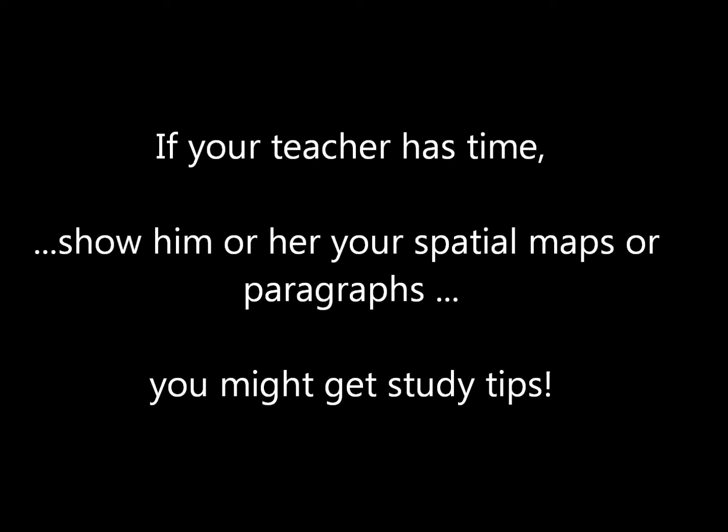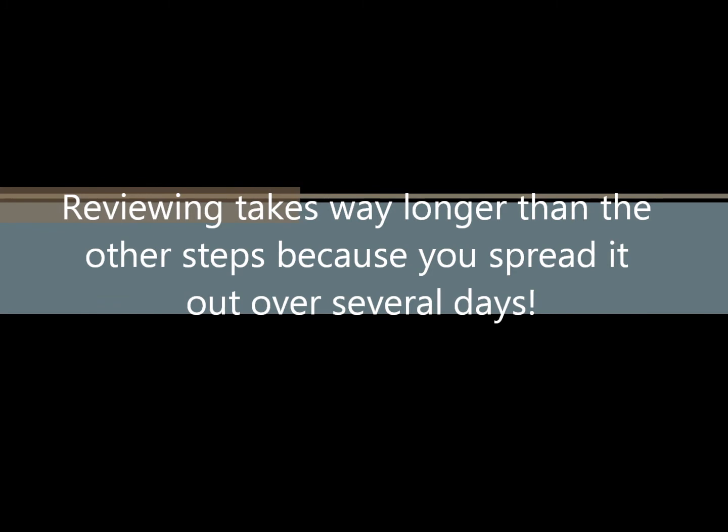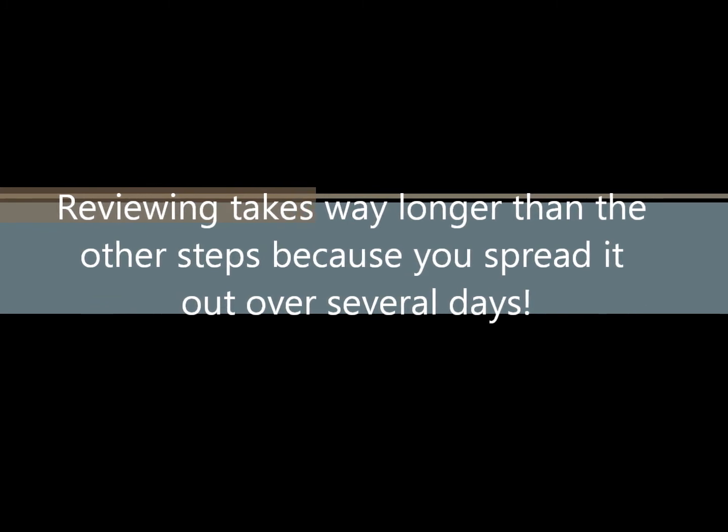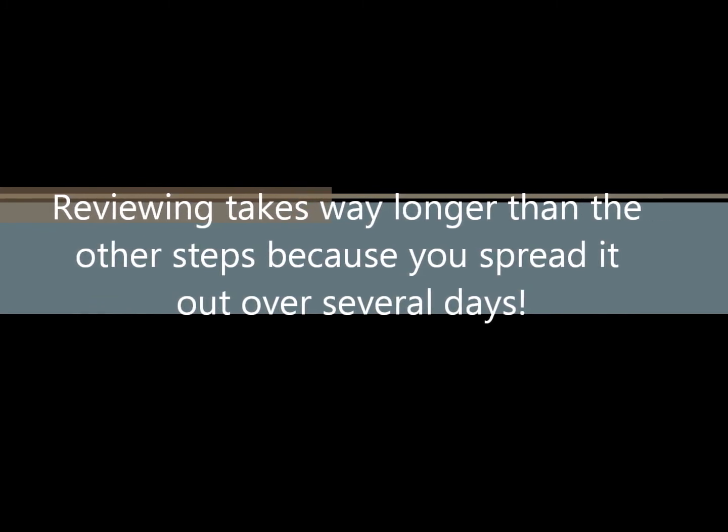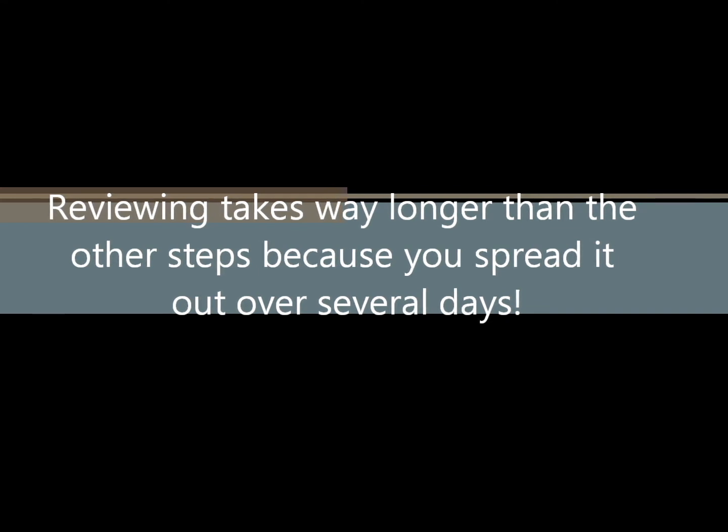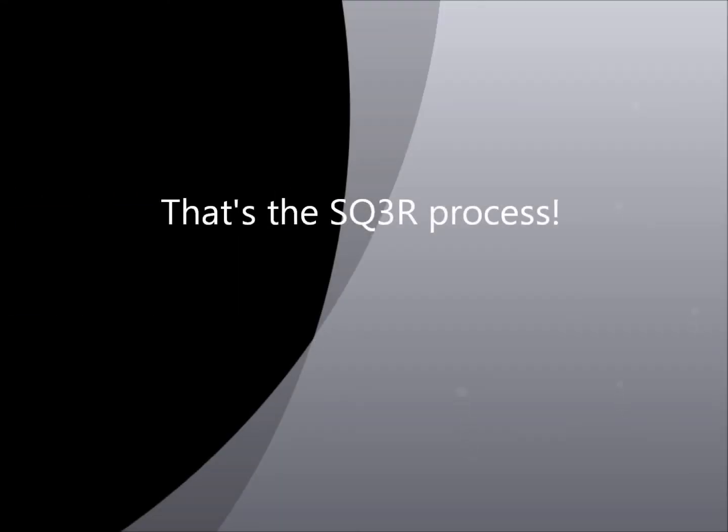So, to sum up, step 5, reviewing, will take way longer than the other steps because you spread it out over several days. That's the basic SQ3R process. It's extremely effective in reading history textbooks, so it's a good technique to know.